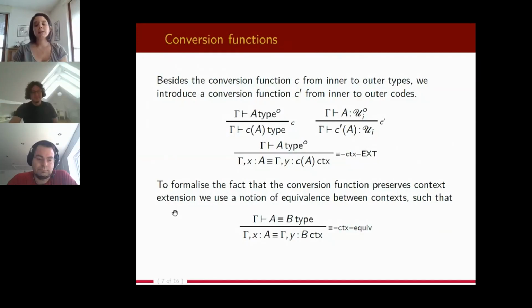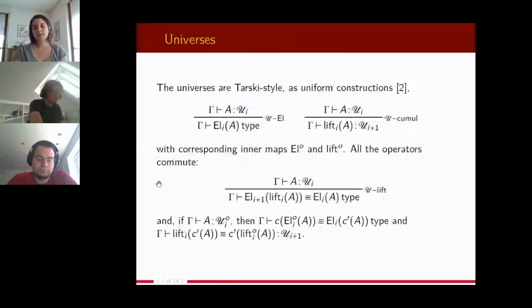So, some other rules. As we can infer from those rules, our universes are Tarski-style universes, and they are seen as uniform constructions. So we have a map L, which maps terms of universes into types, and we have it both for inner and outer terms of universes.